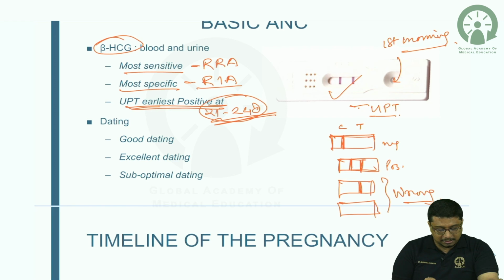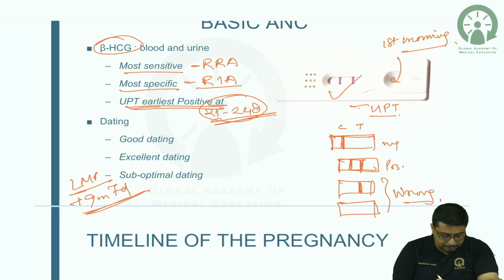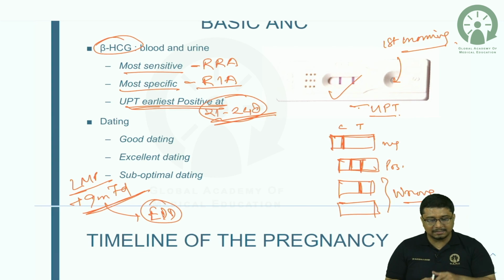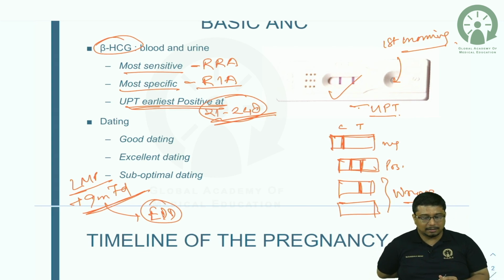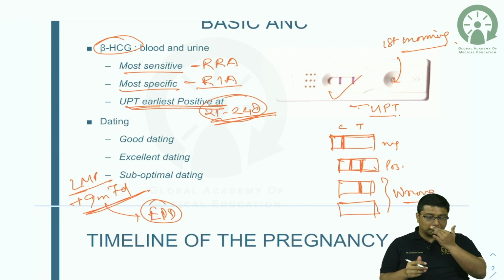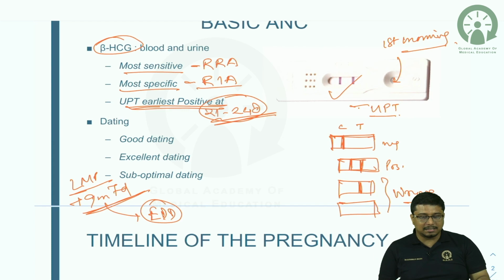So coming to dating. If she is aware of her LMP, we can add 9 months and 7 days. We can simply add 9 months and 7 days to reach the EDD, provided she has a 28-day cycle. If she has a 35-day cycle, then the difference between 28 and 35 is 7, so you have to add 7 days. And if she has a regular 24-day cycle, then the difference between 28 and 24 is 4 days, so the EDD will be 4 days earlier. Like that, adjustment has to be made.